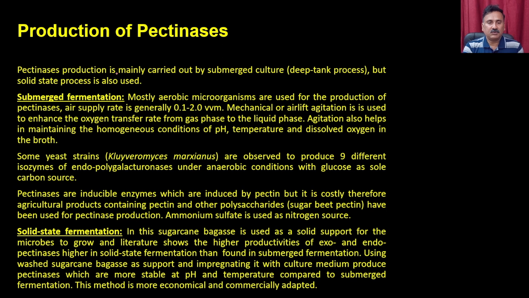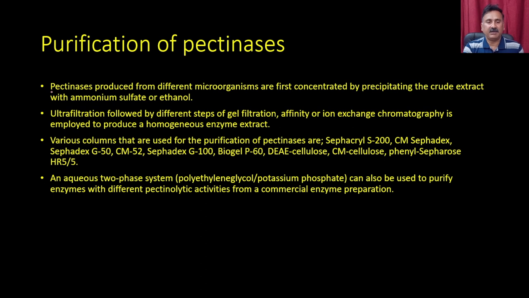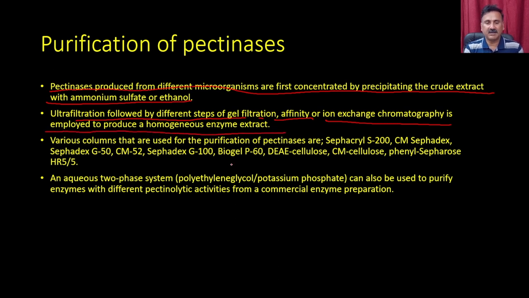In the production, you can have submerged fermentations, and you can also have solid state fermentations. As far as the purification is concerned, the pectinases produced from the different organisms are first concentrated by precipitating the crude extract with ammonium sulfate. Then you have ultrafiltration, followed by different steps of gel filtration, affinity chromatography, and ion exchange chromatography, employed to produce the homogeneous enzyme extracts.